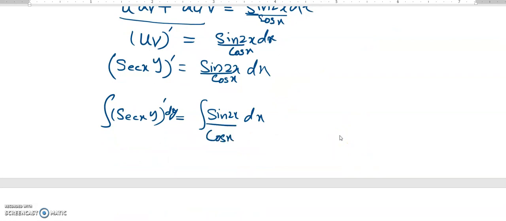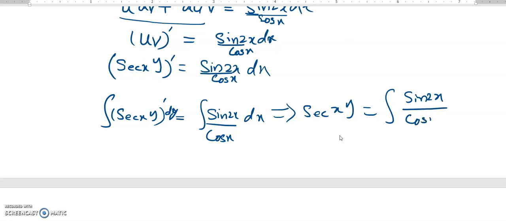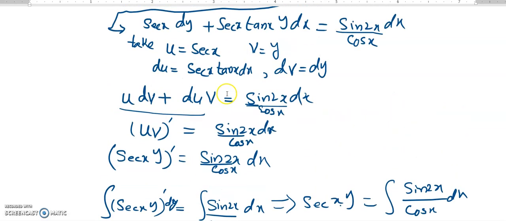Okay, for this right hand side we have already done it. The integral of a derivative of a function is the same as that function, secant x y. It will be the integral of sine 2x over cosine x dx. So in this case we can take secant x to that side, and then this right hand side we can integrate. Anyway, my purpose was to show that we always get this u v prime type of situation.